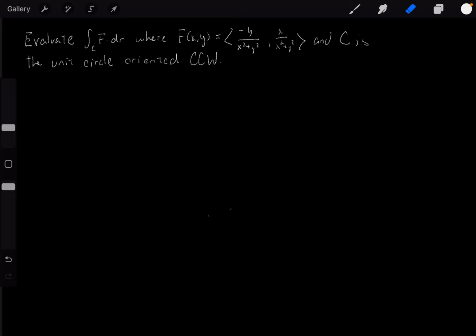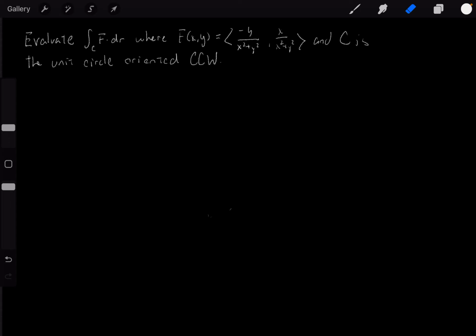All right, here we have a problem that states: evaluate the integral over C of F dot dr, where F(x, y) equals negative y over x squared plus y squared, and x over x squared plus y squared, and C is the unit circle oriented counterclockwise. Well, how can we start this?